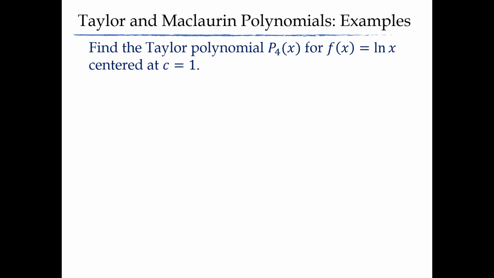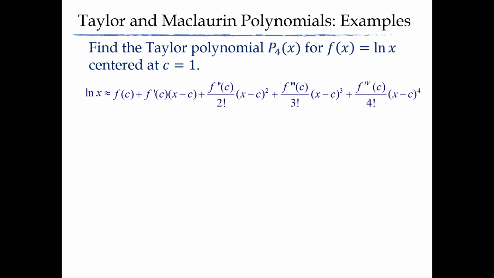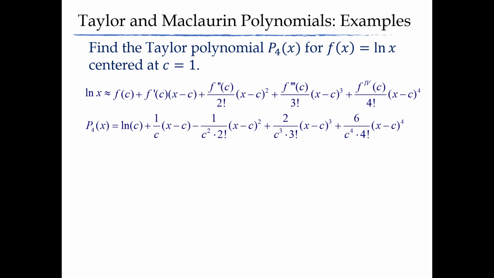If we use our Taylor polynomial form of ln of x, we get the following. Let's go ahead and evaluate this by finding the derivatives of ln of x. We're going to get ln of c plus the derivative of ln of x, which is just 1 over x, or 1 over c, times x minus c, minus the derivative of 1 over x, which is negative 1 over x squared, times our 1 over 2 factorial times x minus c squared, plus the third derivative of ln of x, which is 2 over x cubed, times our form of 1 over 3 factorial times x minus c cubed.